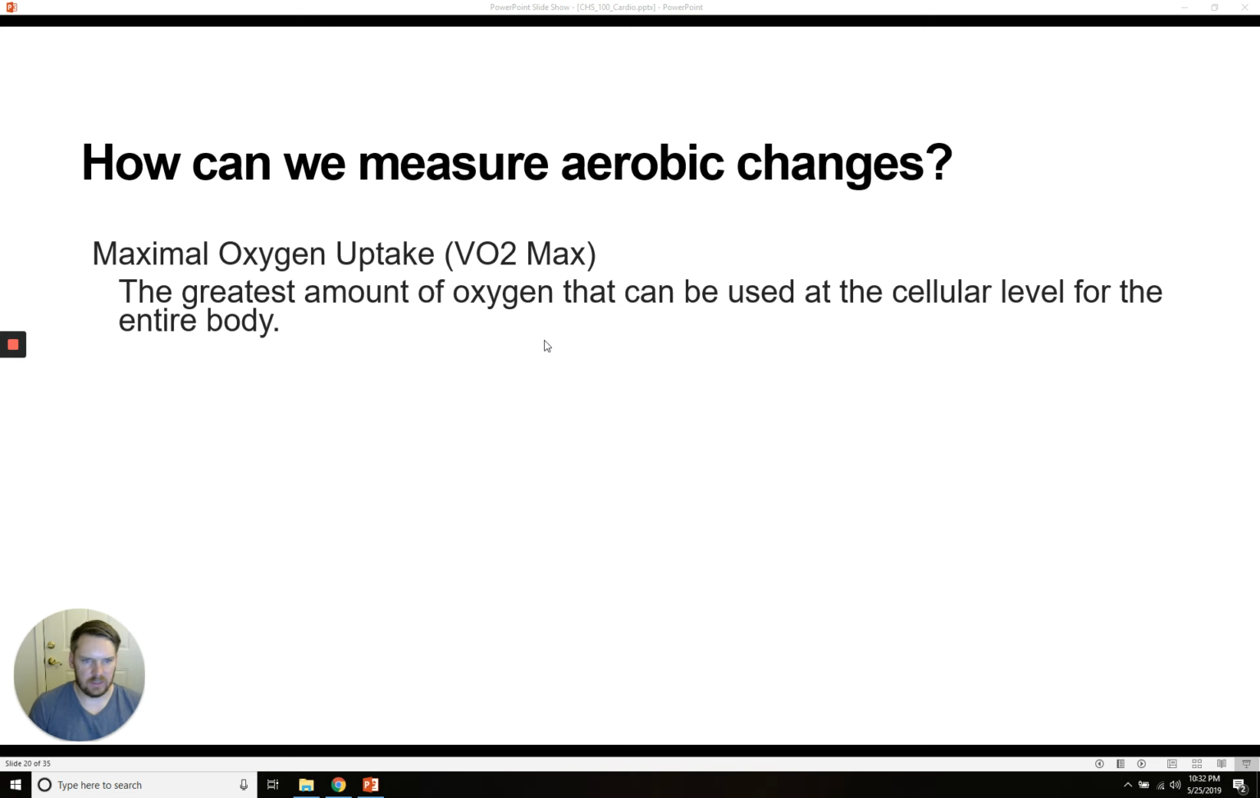In other words, the heart can only deliver so much oxygen to the working tissues, and the tissues can only utilize a certain amount of that oxygen. So this is the greatest amount of oxygen that the entire body can utilize at a given point.